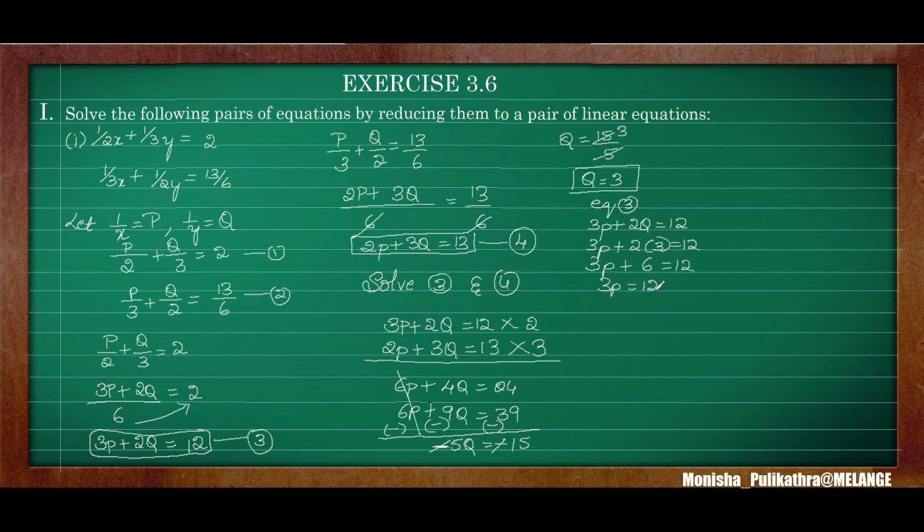3p is equal to 12 minus 6. 3p is equal to 12 minus 6 is 6. So 3 ones are 3, 3 twos are 6. So p is equal to 2. Right? So q is equal to 3 and p is equal to 2.